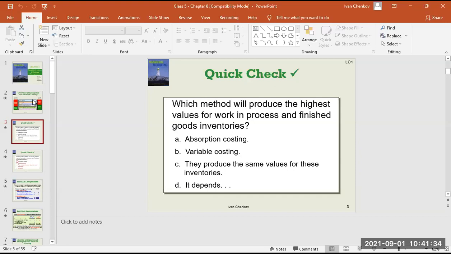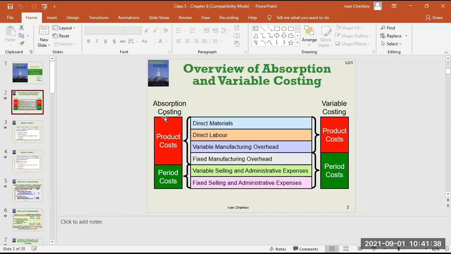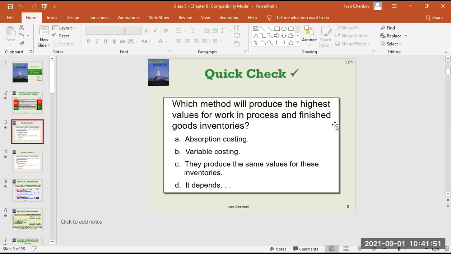Why C? Listen to this. Again, in the product here, we include the fixed manufacturing overhead. And as I said, our product here is more costly. The cost per product is higher than under variable costing. Having this in mind, which one is going to carry the highest finished goods inventory? Absorption. Makes sense to everybody?